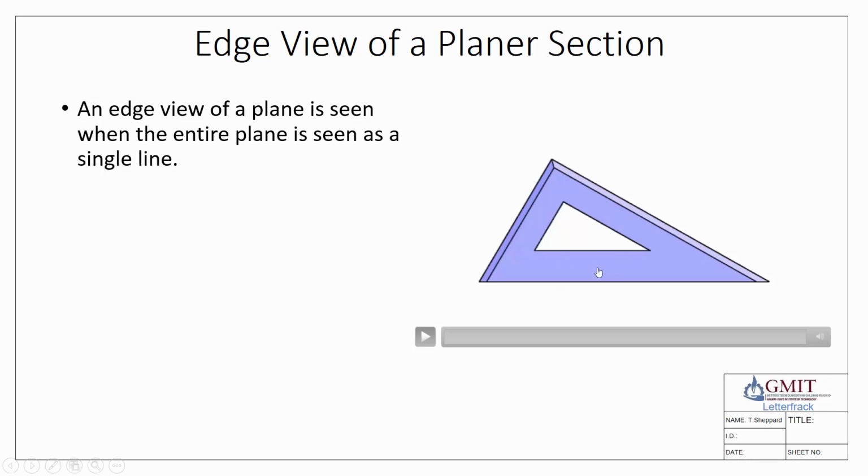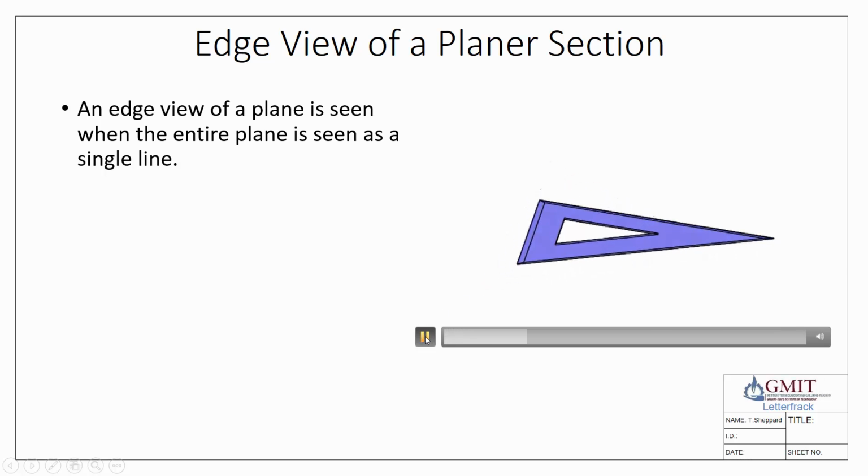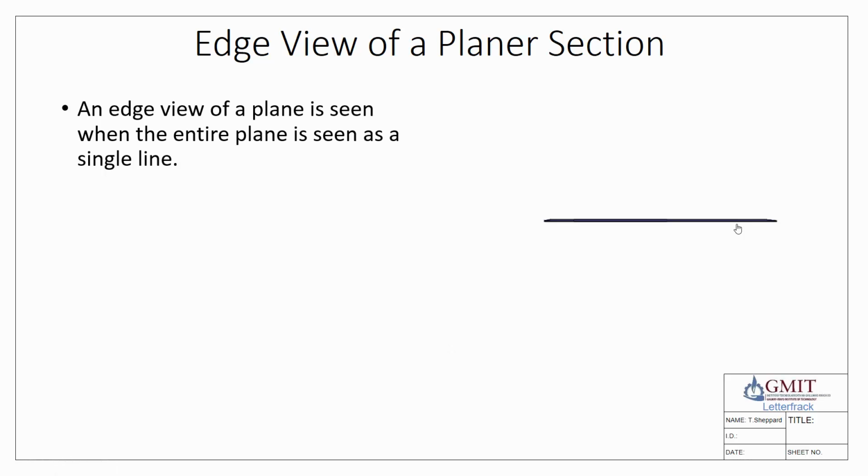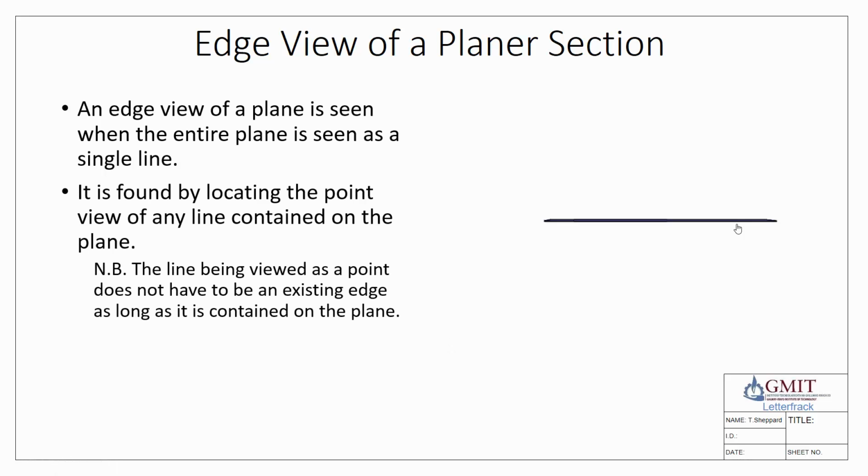So if we take our object like so, there's always a position where we can tilt it around so that the entire object is seen as an edge like so. So there is the entire object seen as an edge view or as a single line. How we go about finding that edge view is by locating the point view of any line on the plane. It's worthwhile noting that the line or the edge that we're getting our point view from can be an existing edge, or it can be just any edge drawn on the object. It doesn't have to be an existing boundary edge.